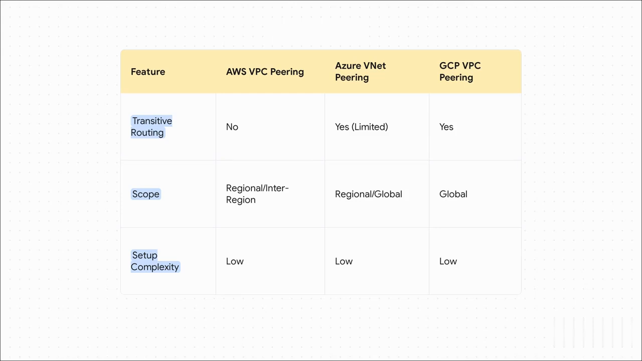Okay, here's where you gotta pay attention. Because while the concept of peering is basically the same everywhere, the way AWS, Azure, and GCP actually implement it is really, really different. Setup is easy across the board, but look at the differences in scope, and this is the big one, in transitive routing. These details can have massive implications for your architecture.